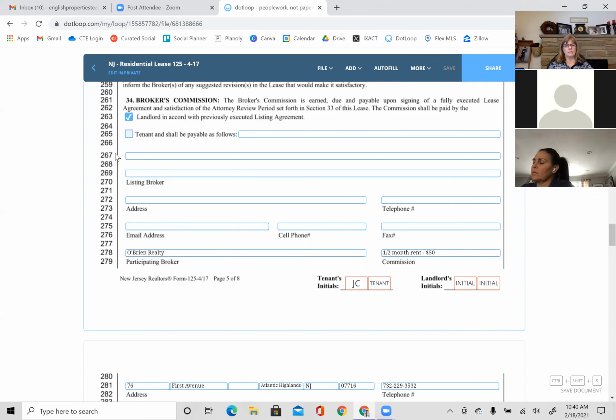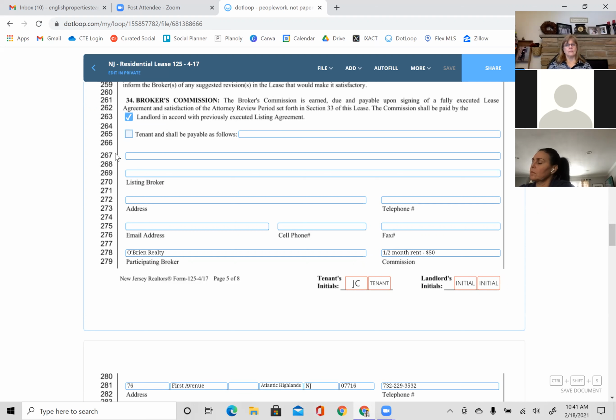And what will happen is when the tenant writes out their checks, they write the security deposit out to the landlord, right? And then the commissions will get written out to the brokerages. So if say it's just you, then it'll get written out to O'Brien Realty for the 1 month's rent. And it has to be a certified check. So it can't be a personal check. The security deposit can be a personal check, but the commissions for that first month's rent have to be a certified check. So just make sure that they understand that they have to go to the bank and get a certified check.